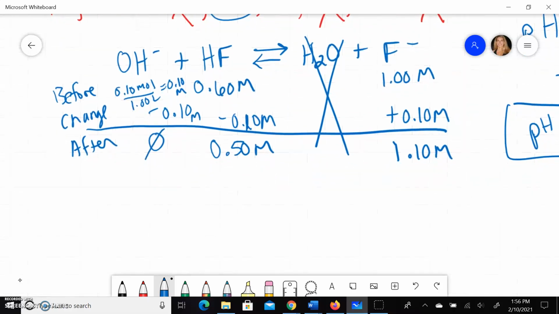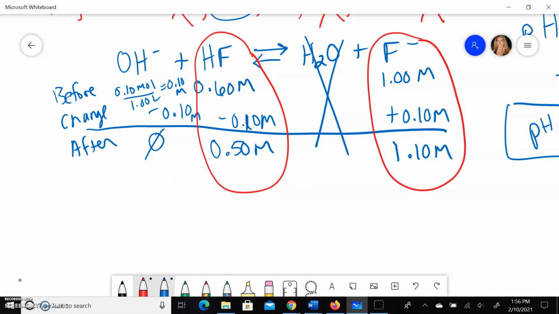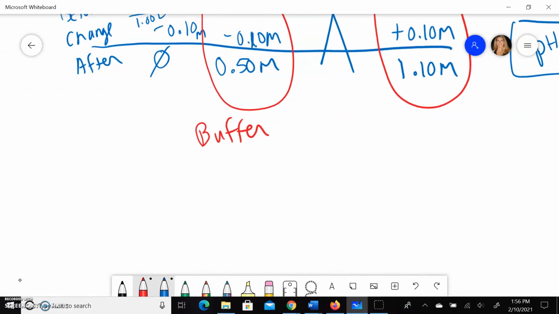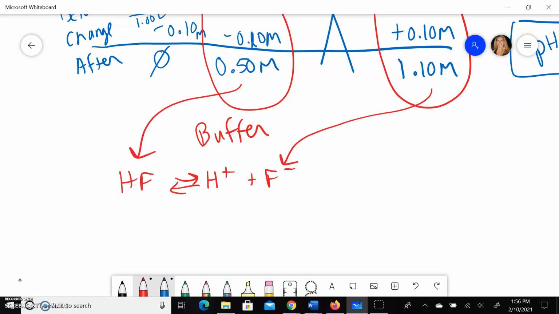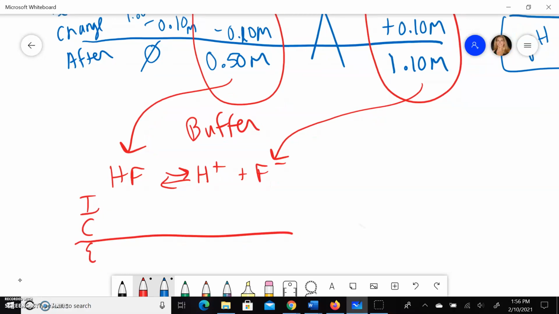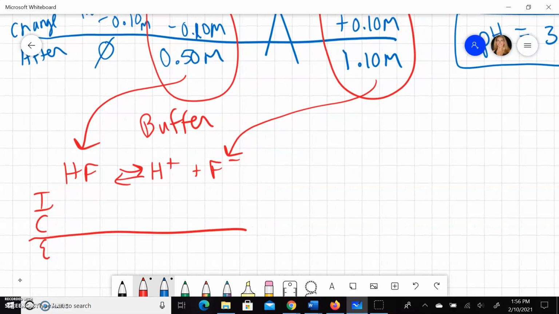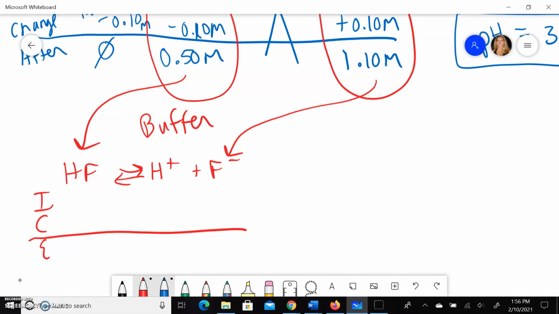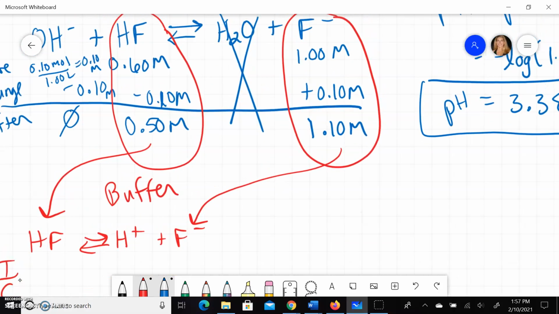And now at this step, notice that we have some HF. We don't have any more hydroxide. It reacted to completion. And we have F-, and now this is a buffer solution. So at this point, you have a choice. You can set up a new ICE box to see how much the HF is breaking apart. So you have H+, you have F-, you plug this in here, plug this in here, and then do your normal ICE table. And you can figure out the concentration of H+, and then you can take the negative log to get the pH. However, because it's a buffer, you can also do the Henderson-Hasselbalch equation, which is what I'm going to do.